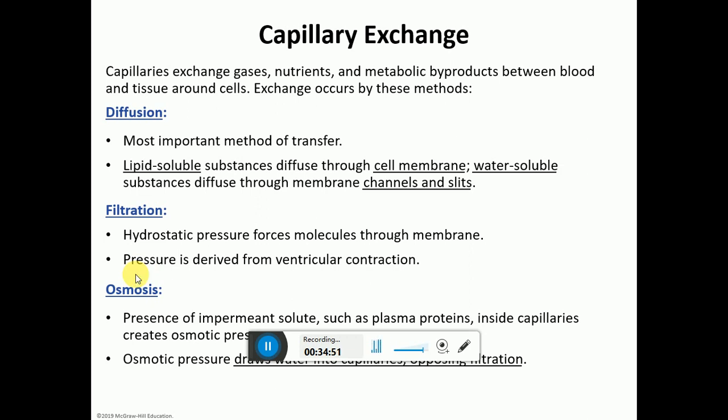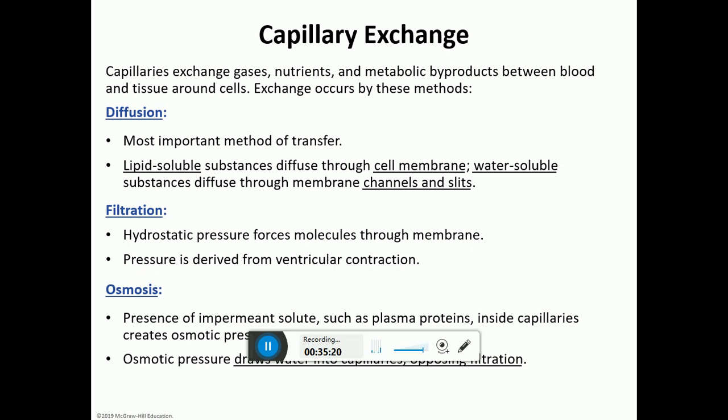Osmosis is due to the presence of plasma proteins inside of the capillary. Plasma proteins are usually too big, so those are going to remain inside of the capillary. And osmotic pressure is going to pull water into the capillary, so it really opposes filtration. Filtration helps to push things out of the capillary, while osmosis is the power that is going to pull water back into the capillaries.